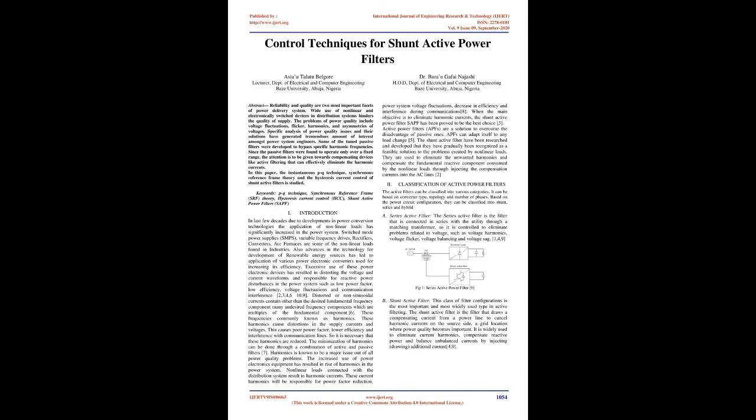Some of the tuned passive filters were developed to bypass specific harmonic frequencies. Since the passive filters were found to operate only over a fixed range, the attention is to be given towards compensating devices like active filtering that can effectively eliminate the harmonic currents. In this paper, the instantaneous PQ technique, synchronous reference frame theory and the hysteresis current control of shunt active filters is studied. Keywords: PQ technique, synchronous reference frame, SRF, theory, hysteresis current control, HCC, shunt active power filters, SAPF.